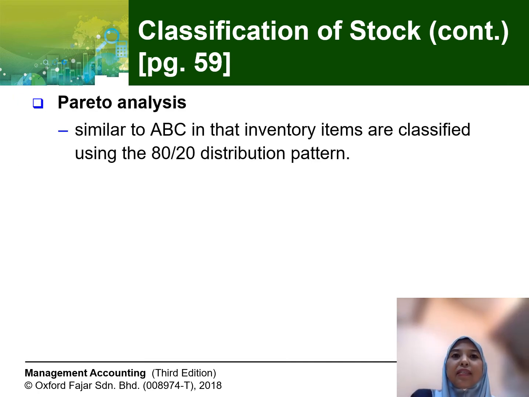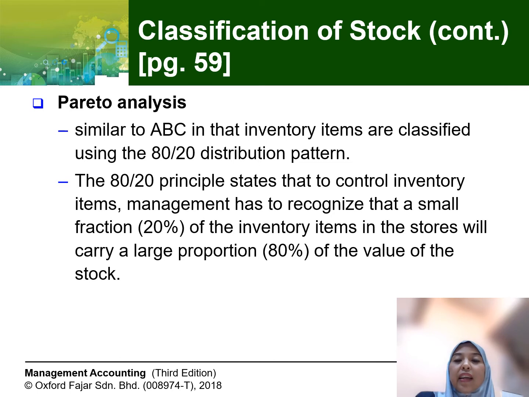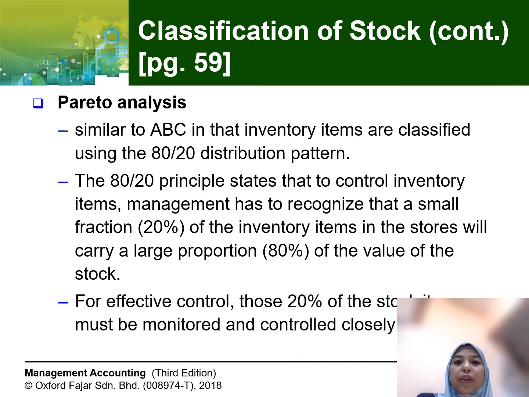Pareto analysis is similar to ABC in that inventory items are classified using the 80/20 distribution pattern. The 80/20 principle states that to control inventory items, management has to recognize that a small fraction, that is 20% of the inventory items in the store, will carry a large proportion, 80%, of the value of the stock. And for effective control, those 20% of the stock must be monitored and controlled closely.